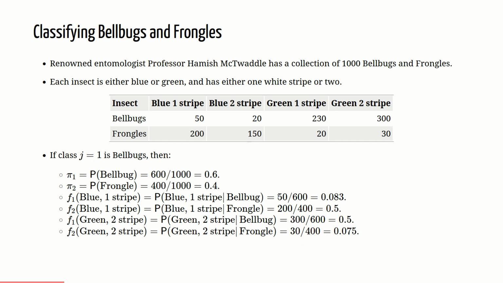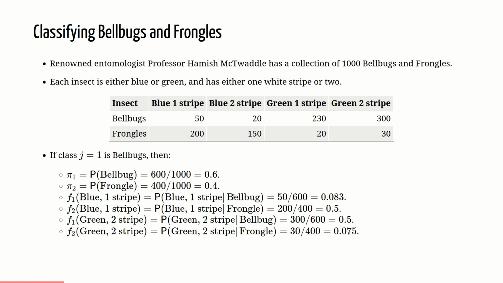Okay, what about these F1 and F2, which is the distribution of the predictors? Remember, the predictors are these things along the top here, so whether it has 1 stripe or 2 stripes, and whether it's blue or green. There's 4 combinations of the predictors. So what are the probabilities of those given we know the class, right? So this first one, F1, class 1 was bellbugs. So this is the distribution of blue 1 stripe. So the probability of observing a blue 1 stripe given that it's a bellbug, right? So we're ignoring the frongles, we're just looking at the bellbugs. And so that F1 is the probability of it being a blue 1 stripe if it's a bellbug.